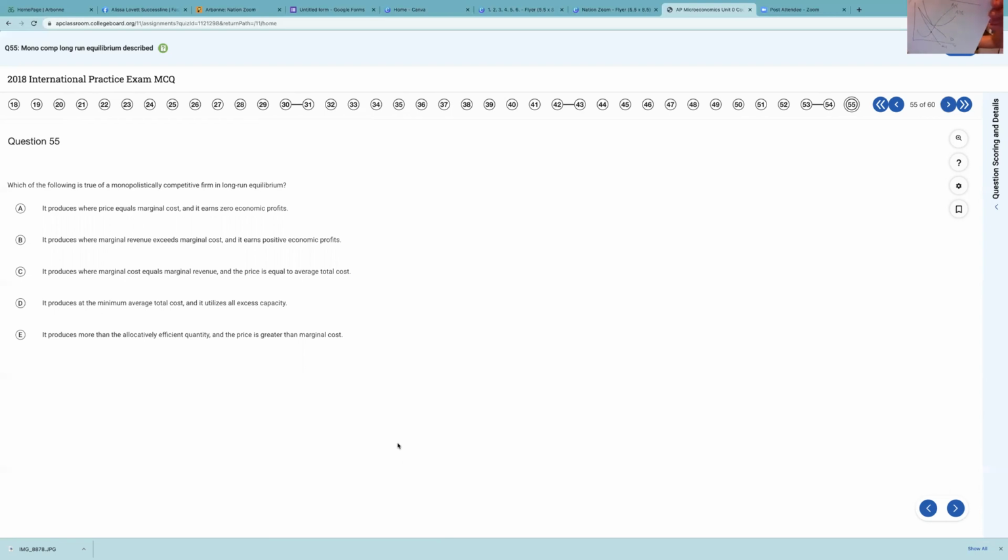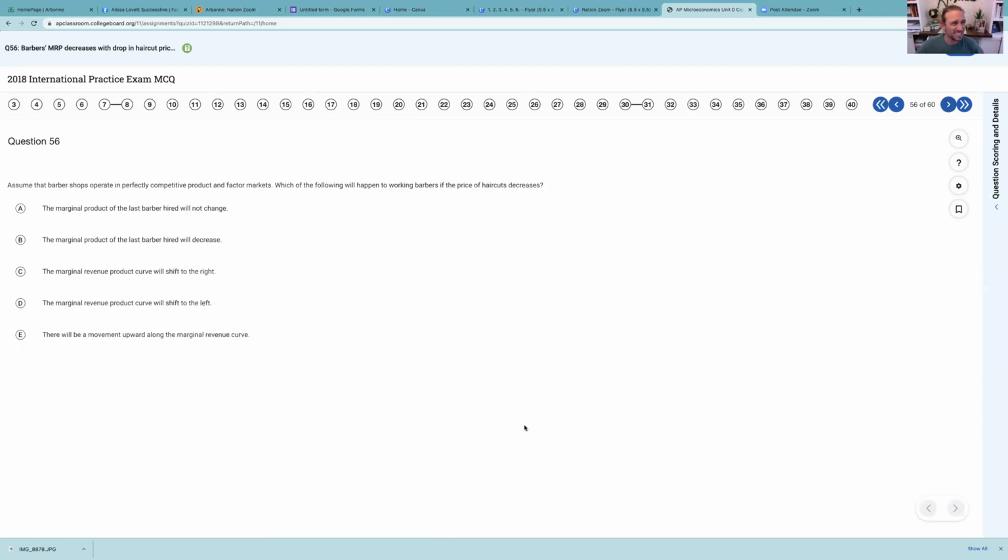B says it earns economic profit. We know that's wrong because it's long run. C, it produces where marginal cost equals marginal revenue. Yep. And the price is equal to average total cost. The price from the demand curve equals average total cost. That's your answer. Price equals average total cost means zero economic profit. So 55, your answer is C. Again, draw that graph. If you don't draw the graph, that question's going to be a lot tougher. If you draw it, it's going to be pretty easy.